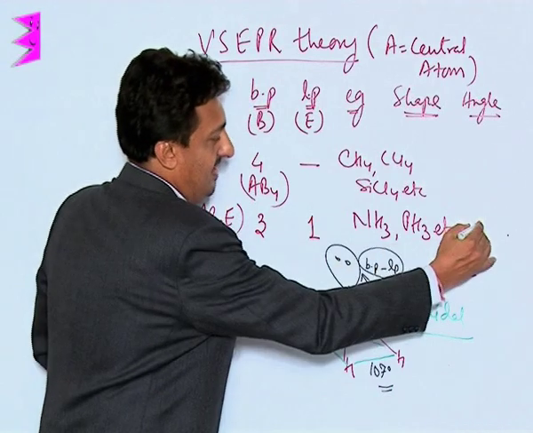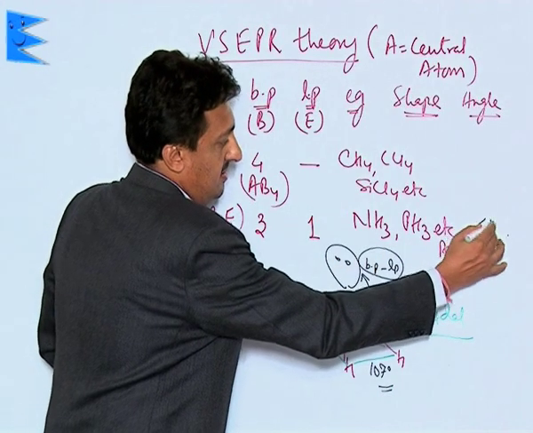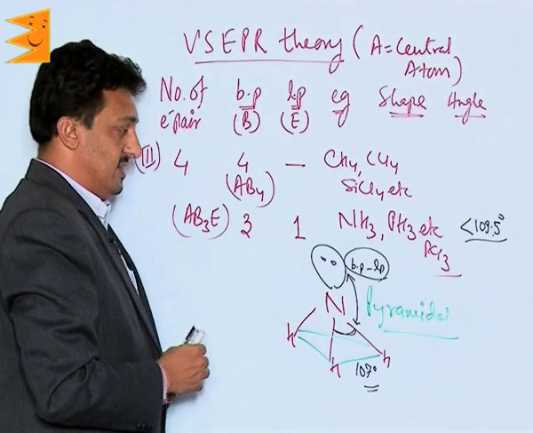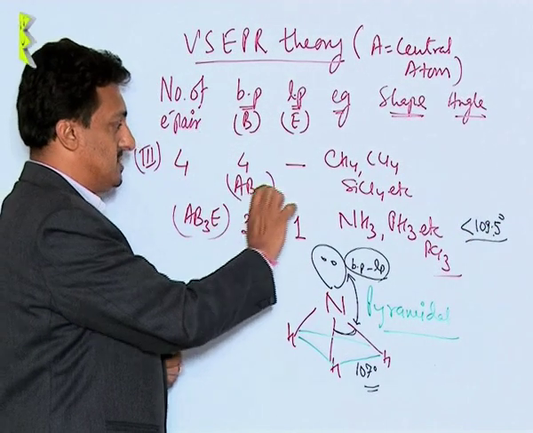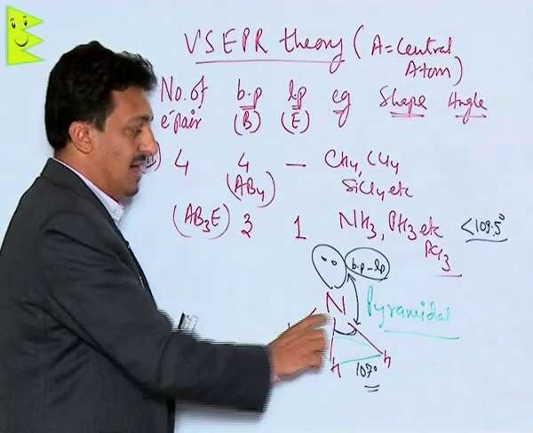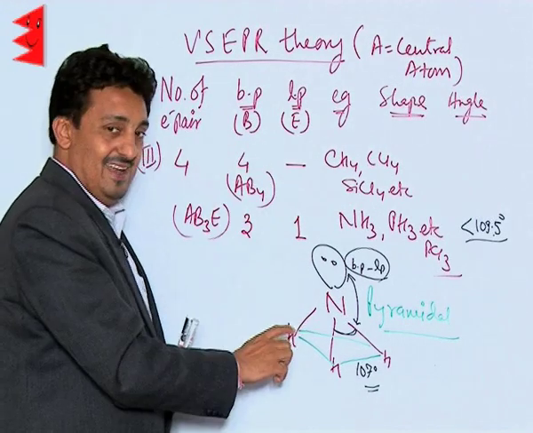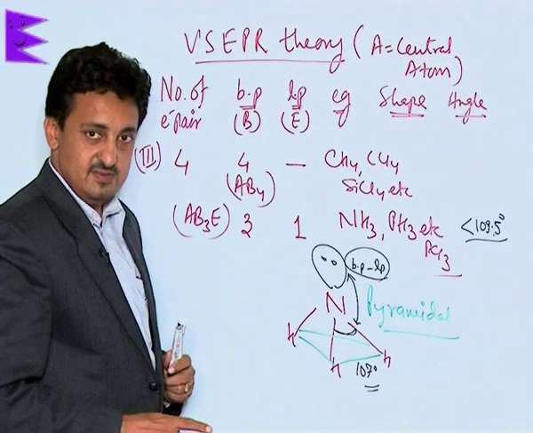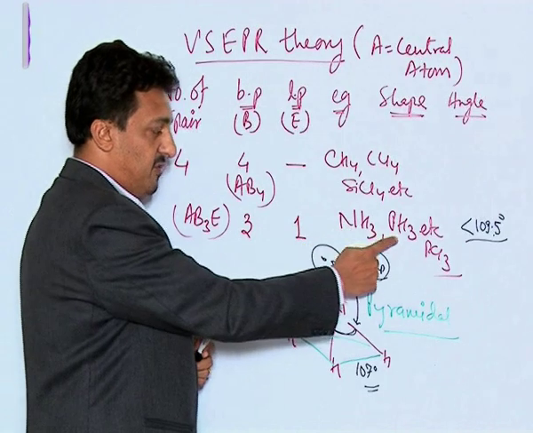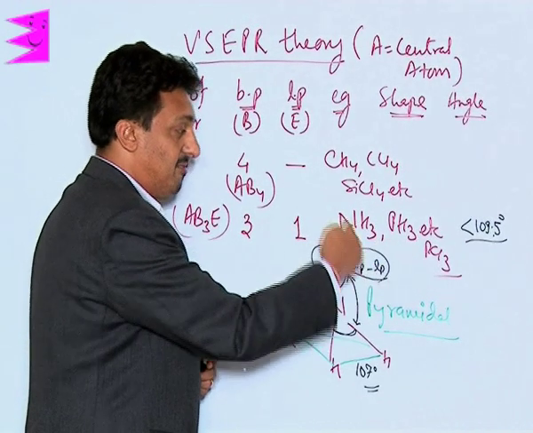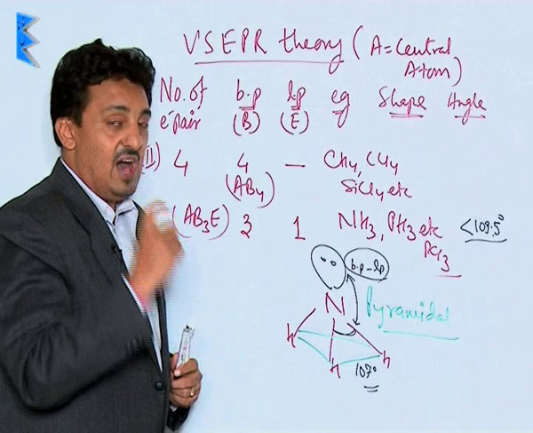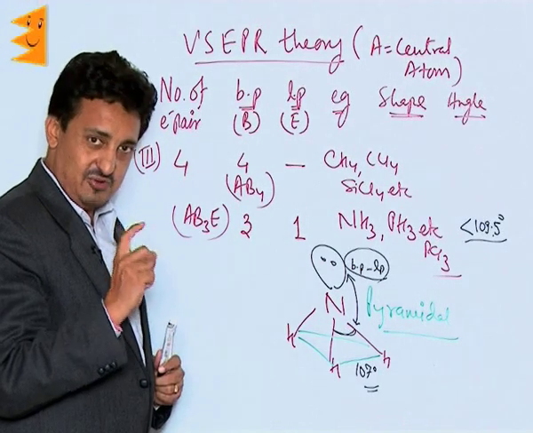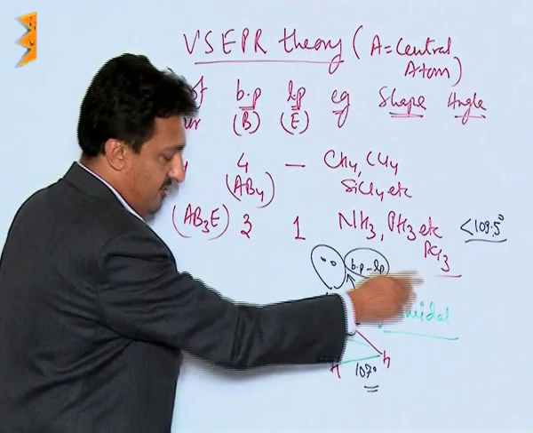So in this case, the angles are of course less than 109.5 degree. So this is one case when we have 3 bond pairs, 1 lone pair. Shape is pyramidal, geometry is tetrahedral, angle is less than 109.5. In case of ammonia, it is 107. Same will be the shape of phosphine, PCl3, and such molecular species which are having same shapes are called isostructural molecular species. So these all are isostructural.